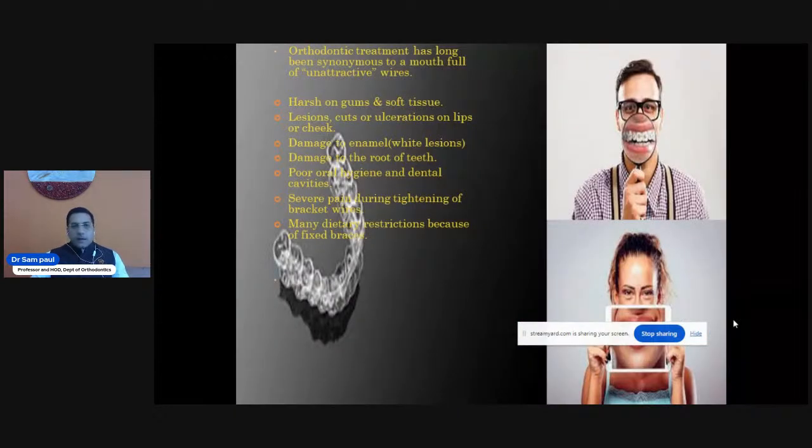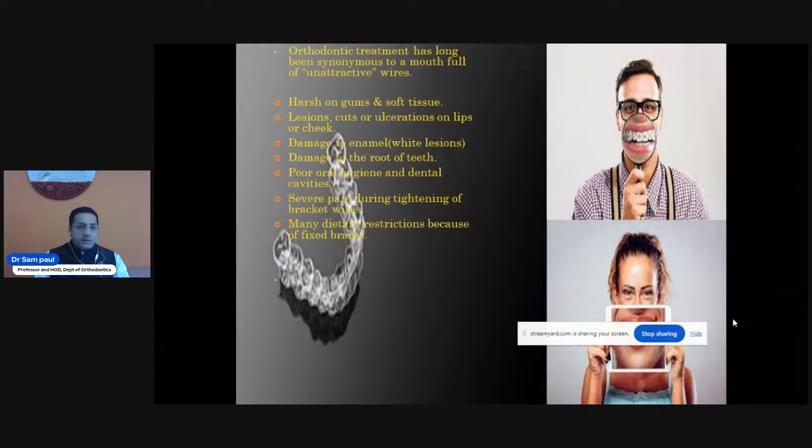So I hope you all know that orthodontics has come a long way in recent years with advancements in technology, revolutionizing the field and improving patient experiences. And one of the most notable developments is clear aligner technology.